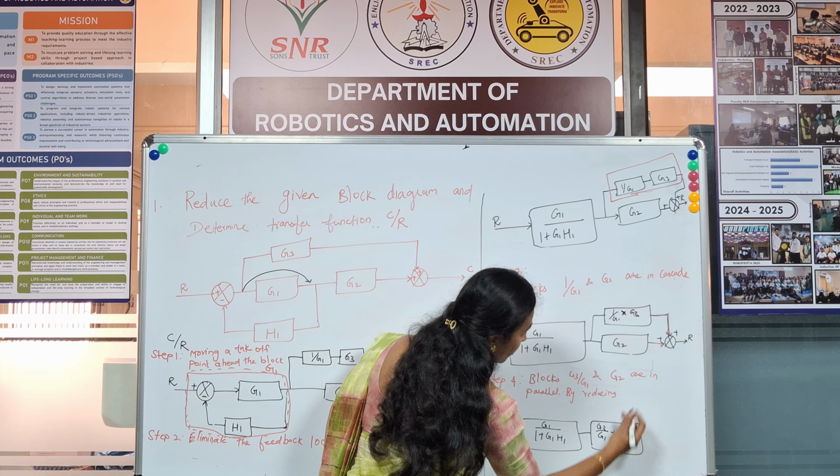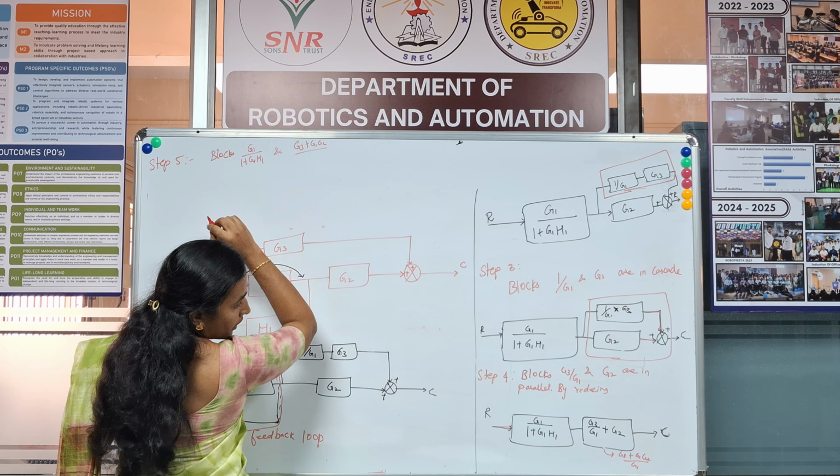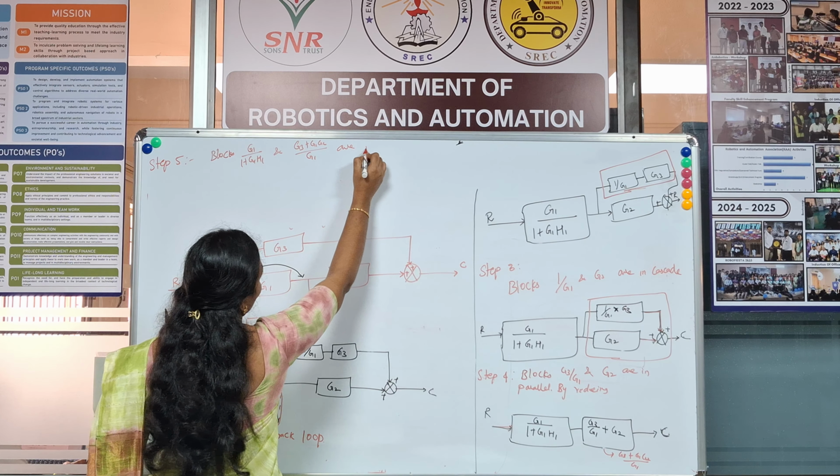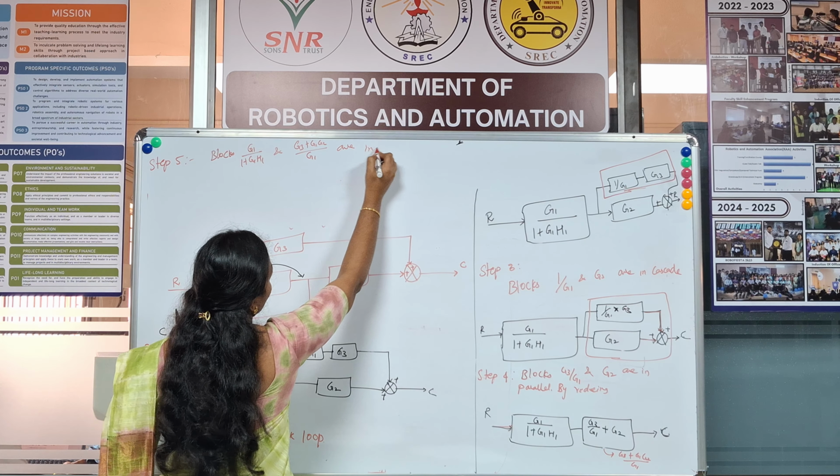So your step 5, your last step. Which blocks? The block G1 divided by 1 plus G1 H1, and your next block is G3 plus G1 G2 divided by G1. Both the blocks are in how? Series or cascade.